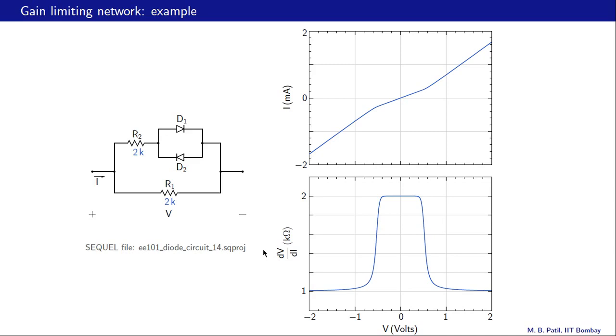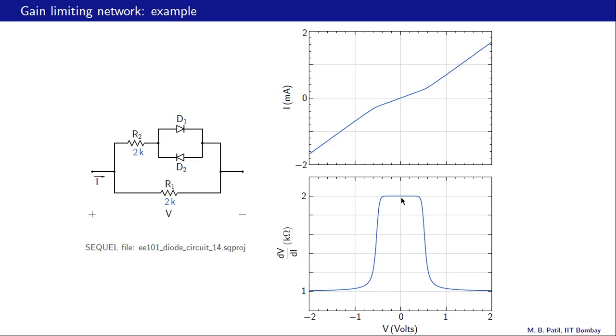In this bottom plot, we have plotted dV/dI, that is the derivative of this voltage with respect to this current, in kilo ohms as a function of the applied voltage V. Now in the central region, when the diodes are not conducting, this branch is not there, and the only resistance then is this R1, and therefore what we expect for dV/dI is simply R1, which is 2K, and that is what we see over here, that is 2K.